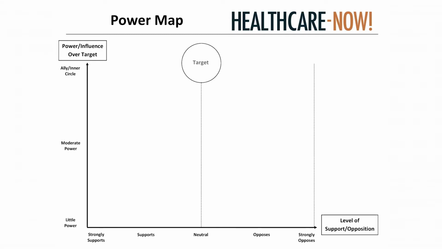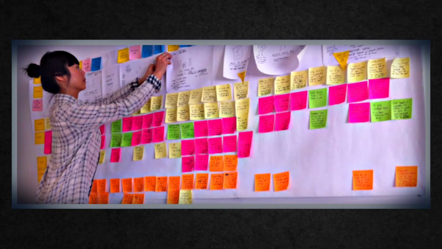We provided you with a blank power map that you can download and fill out with pen if you like. But the best way to do this is to get together your core activists and to fill out the power map using sticky notes and a blank wall. And we'll explain shortly why this is a much better way to do it.